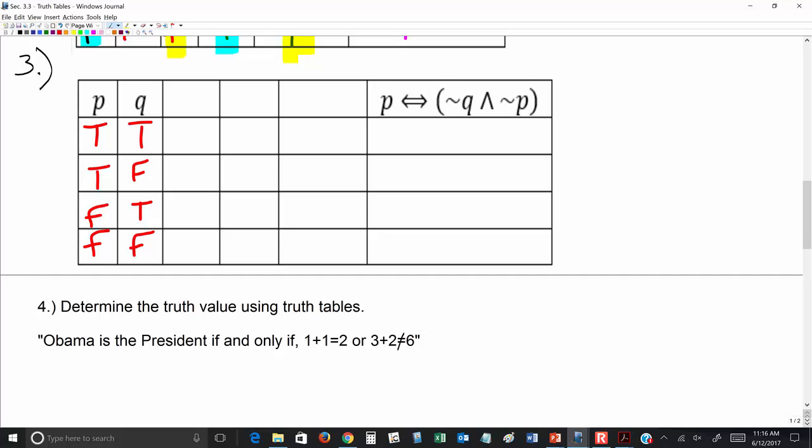So that's what I want to do for right here. I guess it doesn't matter, but I'm going to do not Q first, and then not P, and then not Q and not P. Okay, so not Q is just the opposite of Q. In this case, it'll be FT, FT.